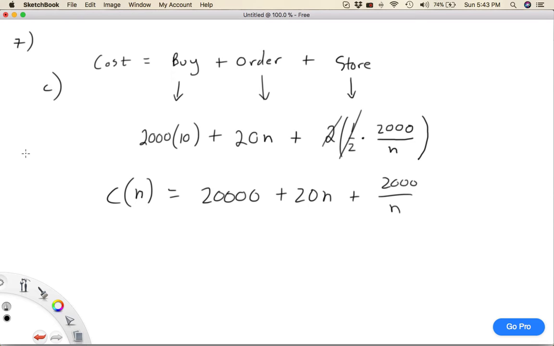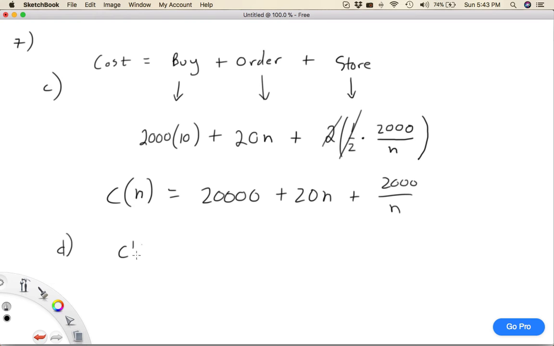Okay, part D says, what is the number of orders per year that should be placed in order to minimize the total cost? So again, the key word here is minimize. So that tells me that we should find the derivative of our cost function, set the derivative equal to 0, and that would tell us the point at which our cost will be minimized. So that's what we're going to do for part D.